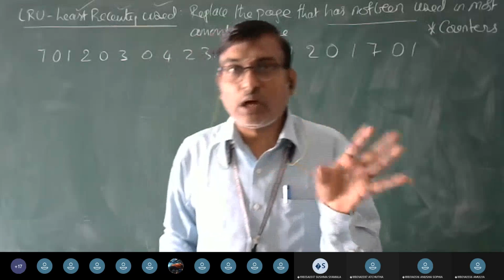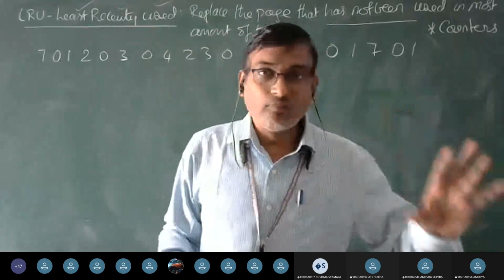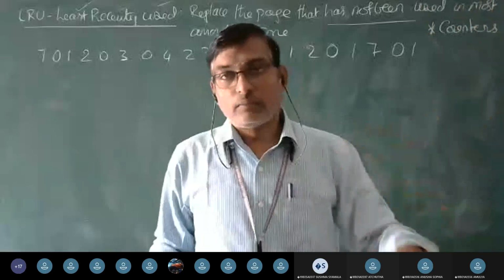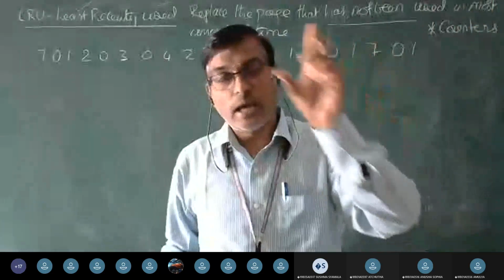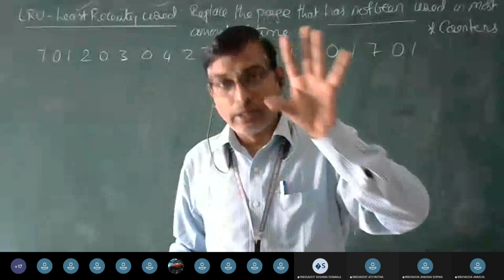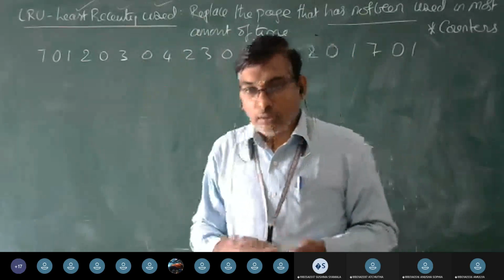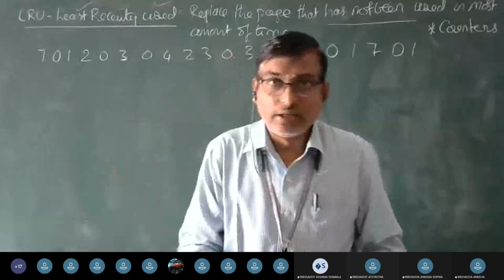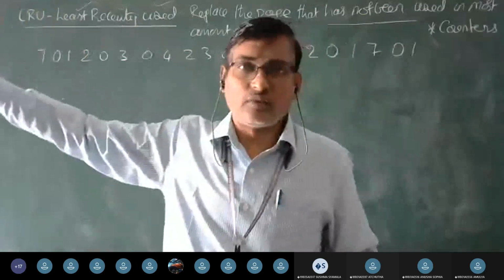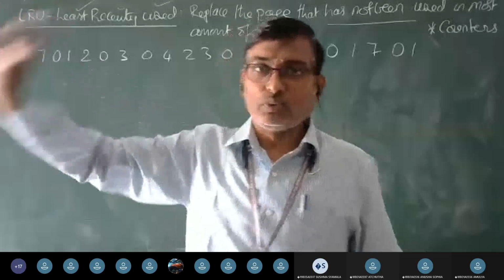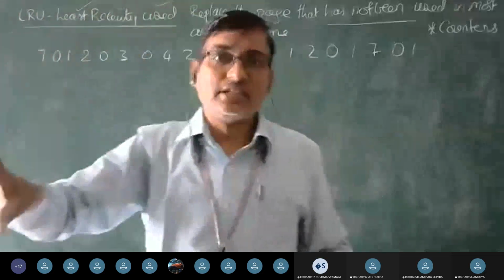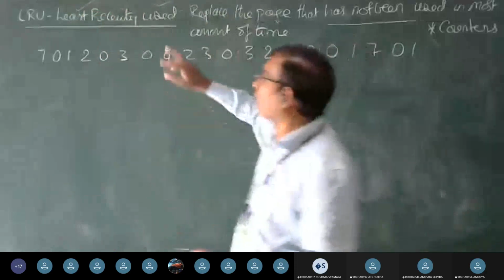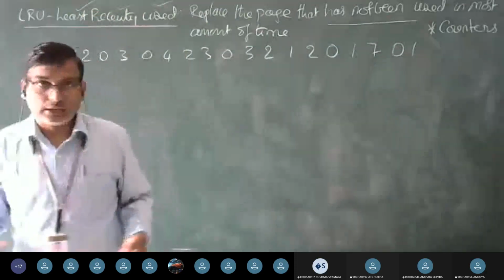Okay, one frame was not used for 4 times, one frame was not used for 2 times, one frame was not used for 1 time. That means the frame which has not been used for the longest time will be replaced. Got it? I am using one device recently, another device very recently, and another device I am not using for 1 month. That 1 month device is the least recently used, so that item I am going to replace. That is why we call it the least recently used algorithm, right?